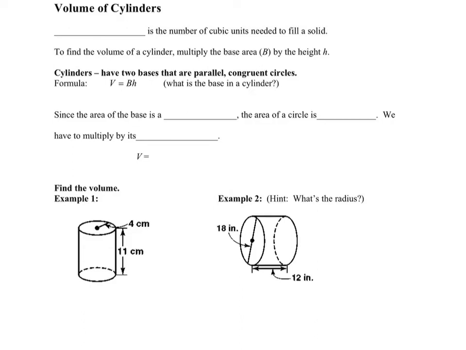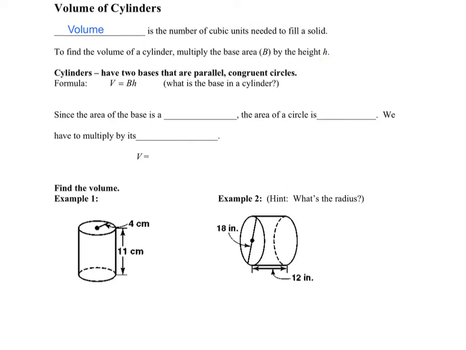So let's refresh what volume is. Volume is the number of cubic units needed to fill a solid. Remember, volume is your total inside space. So to find the volume of a cylinder, you're going to multiply the base area by the height.